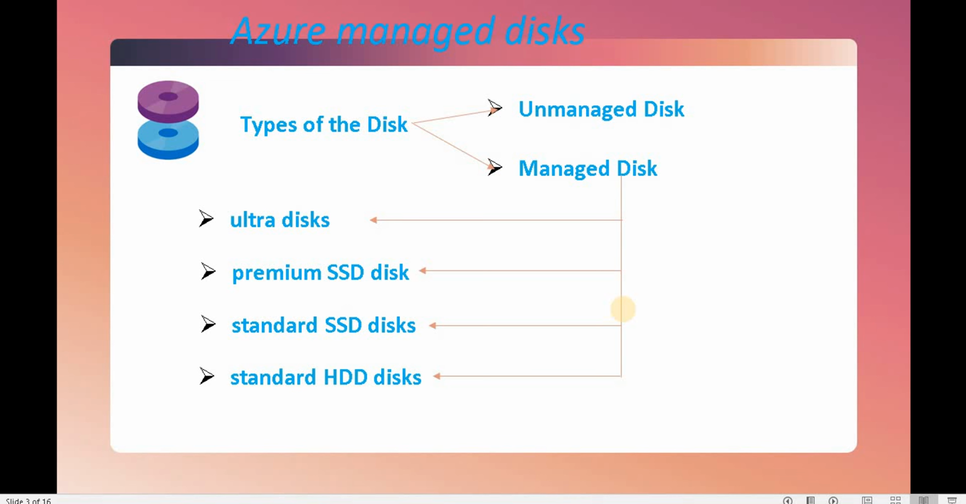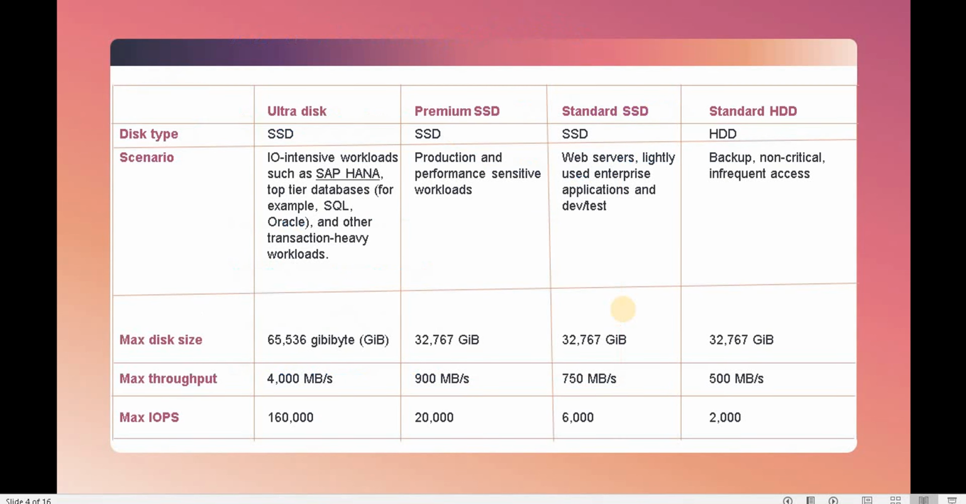Now next is the standard HDD disk. The standard HDD disk delivers cost effective storage and it can be replicated locally in one data center or can be geographically redundant with a primary and secondary data center. So these are the types of disk we have in Azure.